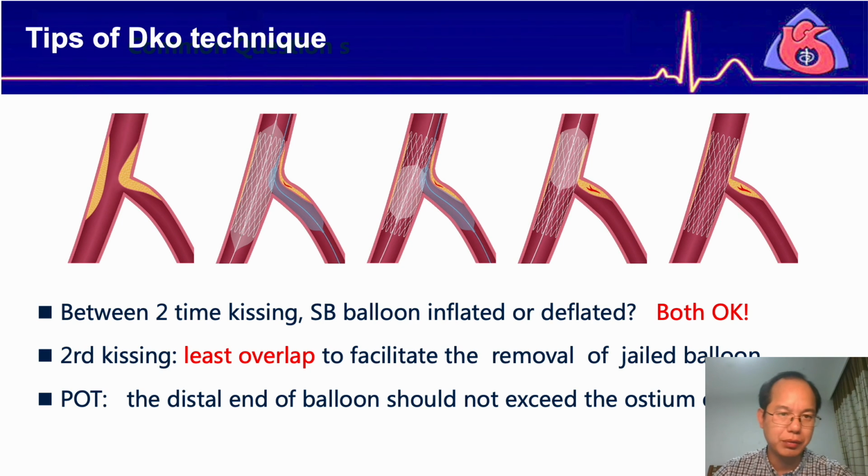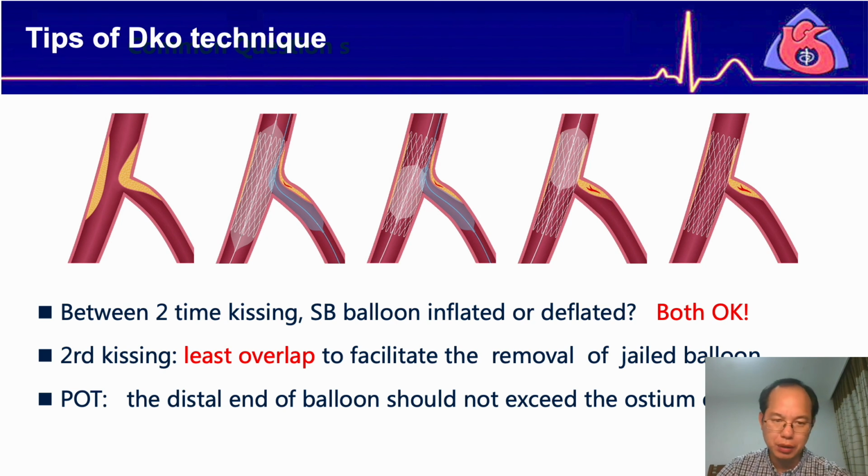And here are tips for the DKO technique. Between the two kissings, the side branch balloon can be either inflated or deflated. Inflation or deflation, both are okay. At the stage of the second kissing, the overlap of the post-dilation balloon should be least or minimal. This can facilitate the removal of the gelled balloon.